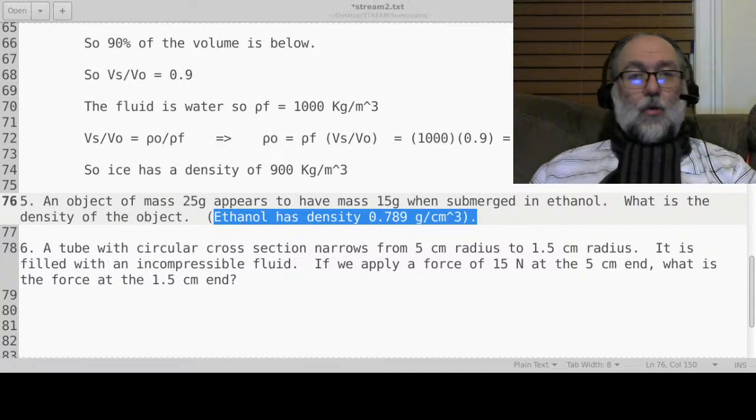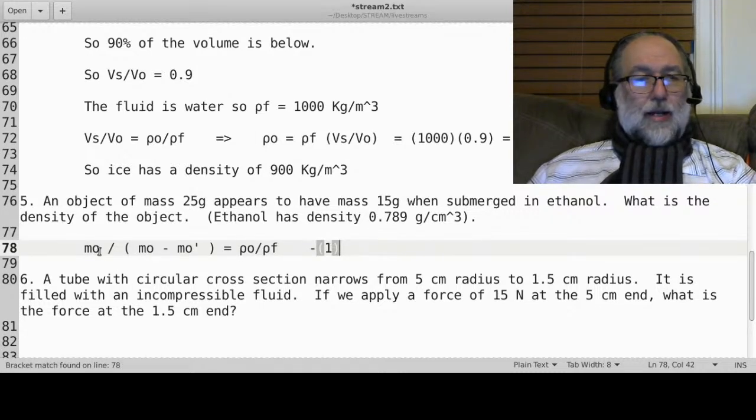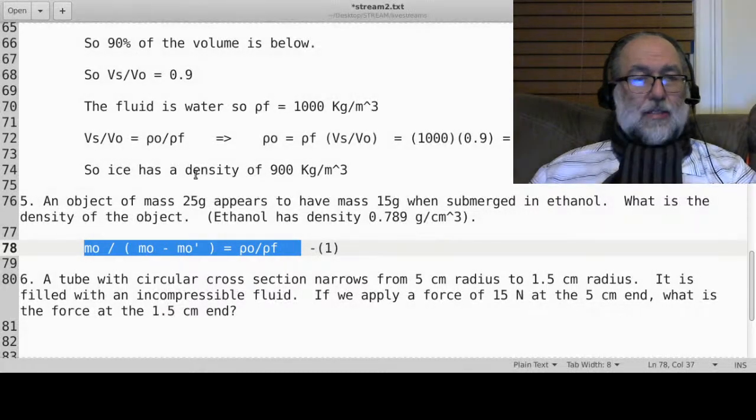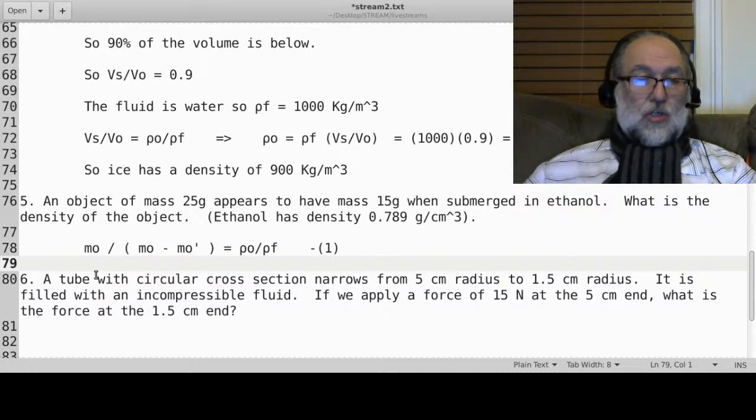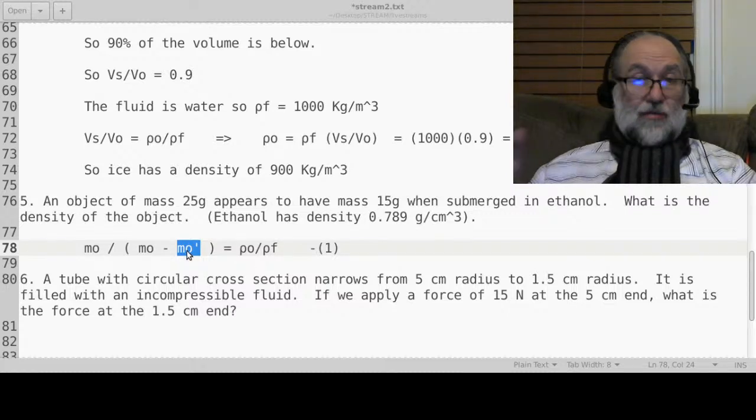So how do we do that? Well, there are several ways in which you can write the formula for when an object is submerged. This is the way I wrote it in the lecture. So let's go through the pieces of it. When an object is submerged, it appears to have a mass MO prime. MO stands for the mass of the object, and the little prime there means apparent. So that's what it appears to have when it's submerged, and that's the 15 grams.